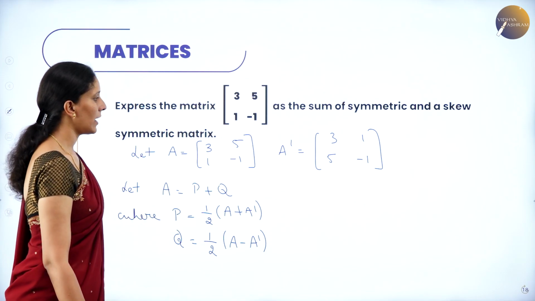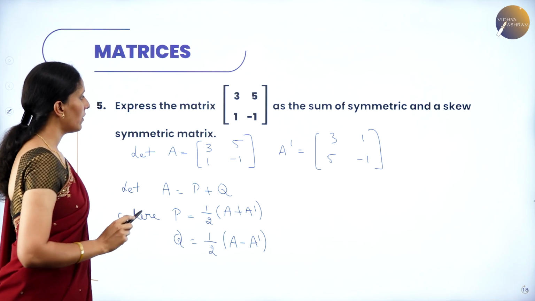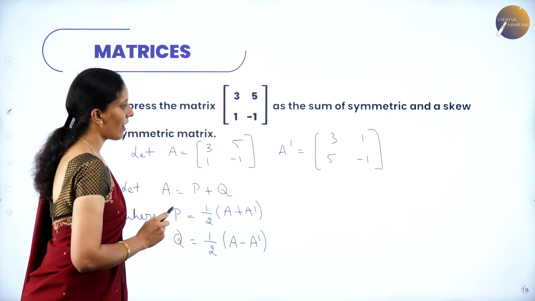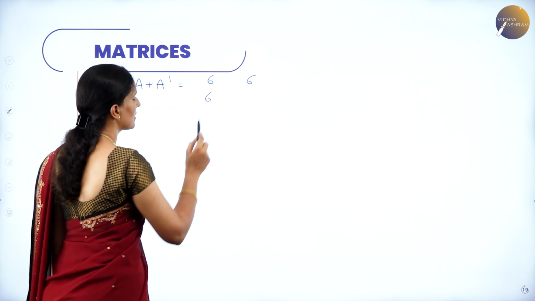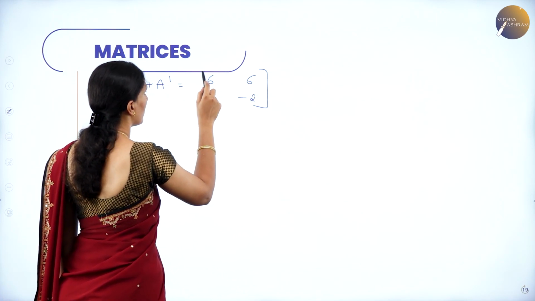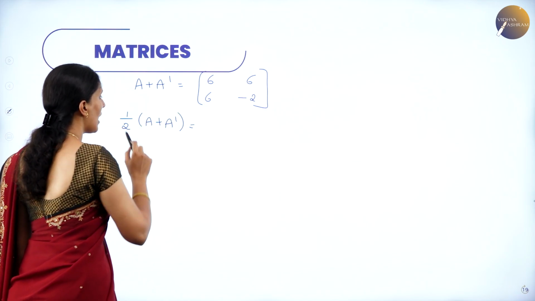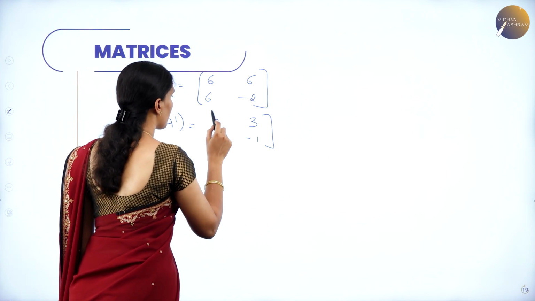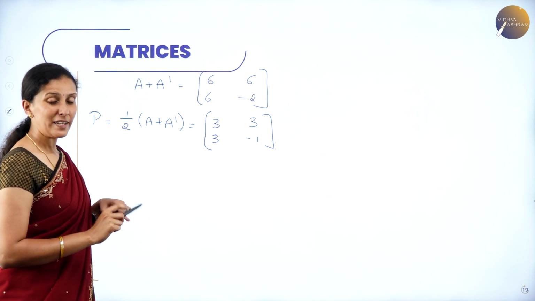First let us see what is A plus A dash. So let's take A plus A dash. So here what is A plus A dash? It is 3 plus 3, 6. Next we have 5 plus 1, 6. Next we have 1 plus 5, 6. Next we have minus 1 plus minus 1, minus 2. So let's take half of A plus A dash. What is half of A plus A dash? 3, 3, 3, minus 1. This is actually what? P.